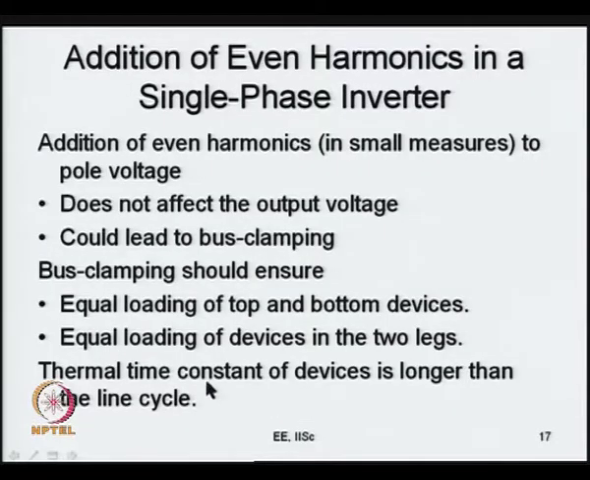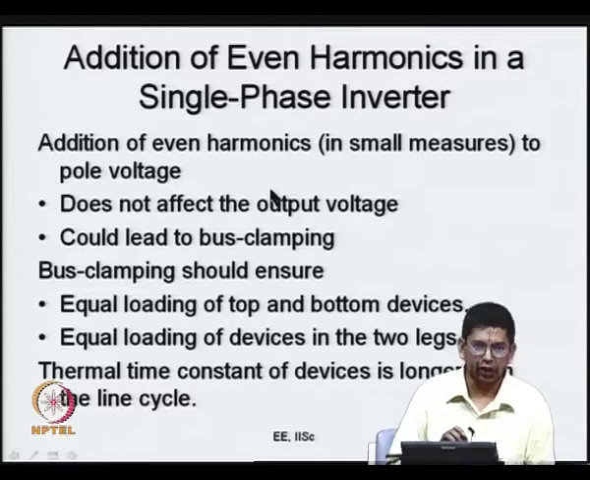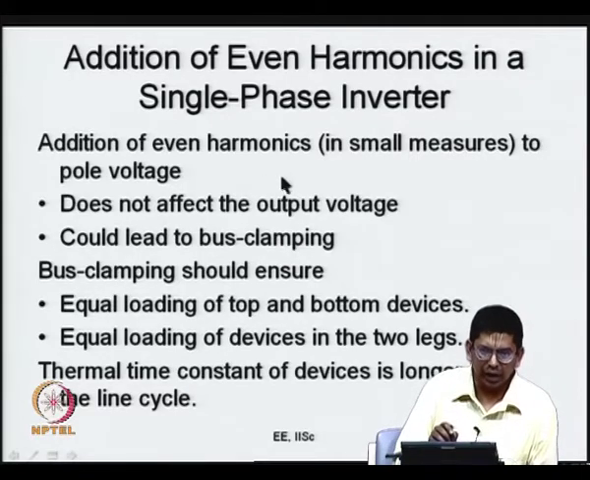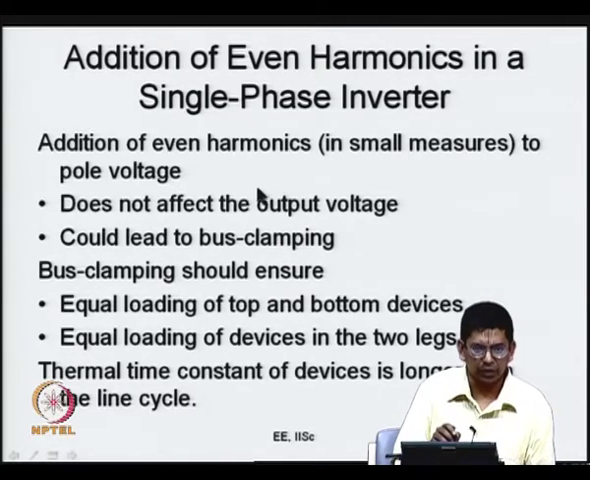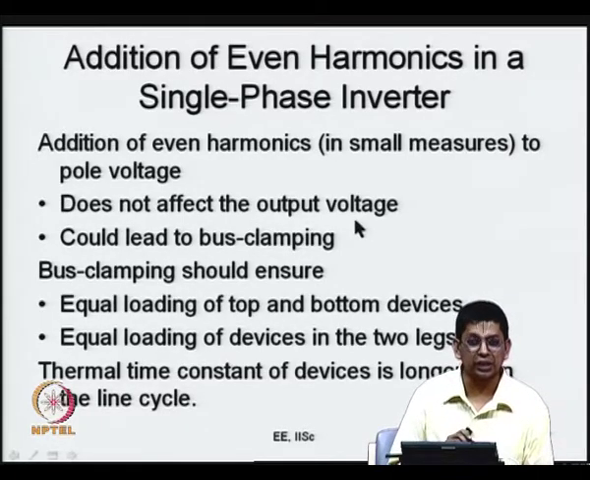So, some comments on the even harmonic now. It is possible to add even harmonic. There are two sine waves for A leg and B leg which are phase shifted by 180. You can add a small amount of even harmonic, provided the peak values of the two waveforms do not go beyond plus Vp or minus Vp. That does not affect the output voltage as long as you add it in small measure, because the difference between the two modulating signals should still be the same.